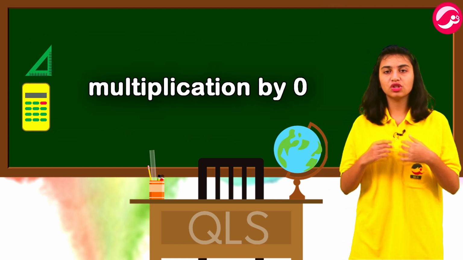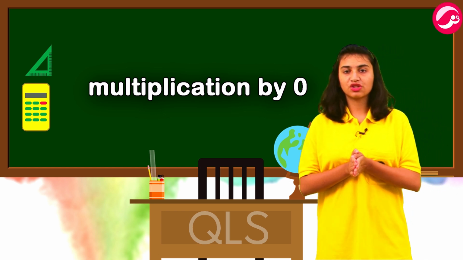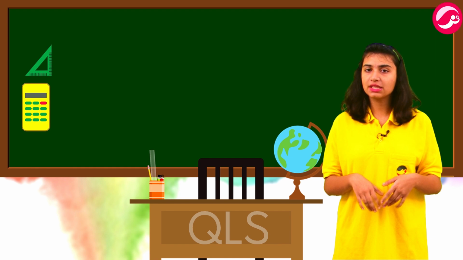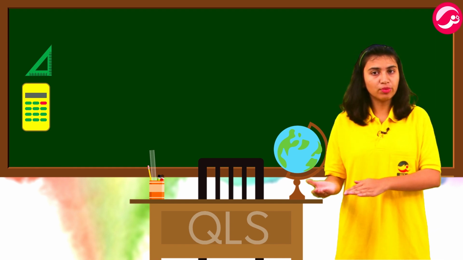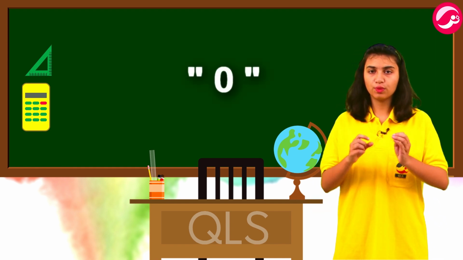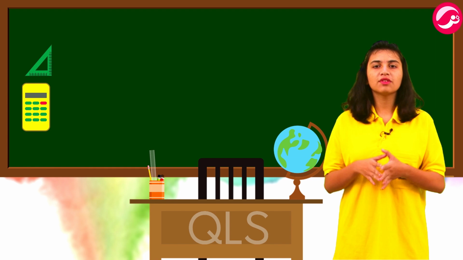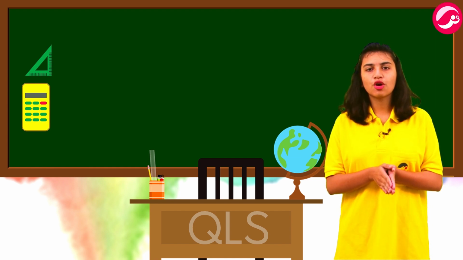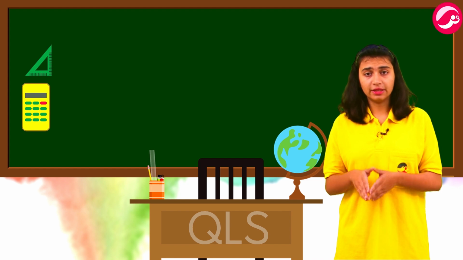Now, multiplication by 0. We know that any whole number when multiplied by 0 gives 0. 0 से किसी को भी multiply कर देंगे, वो कोई भी number हो, answer 0 आएगा. Observe the following product of negative integer and 0. These are obtained from a pattern done earlier.